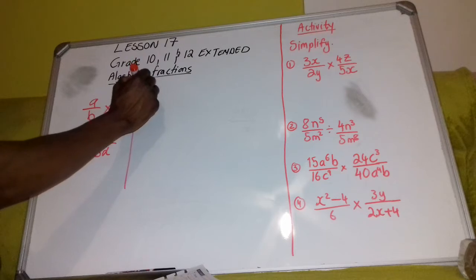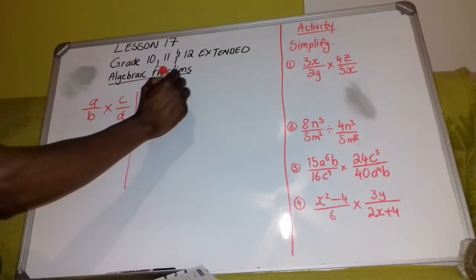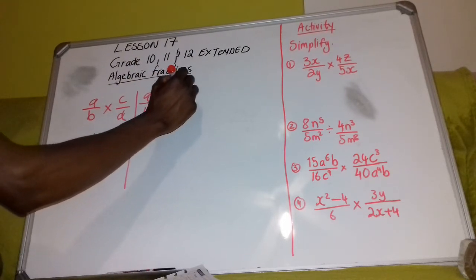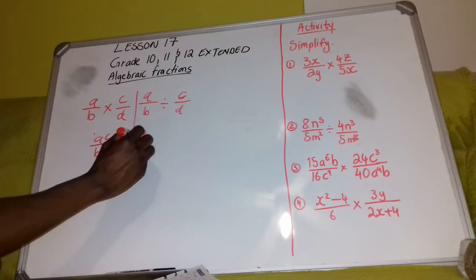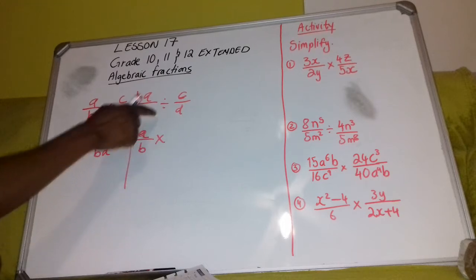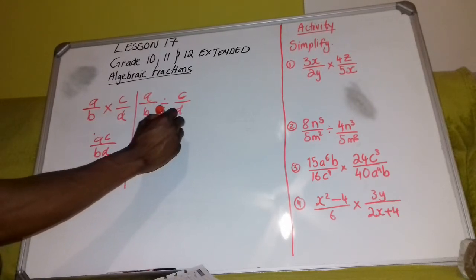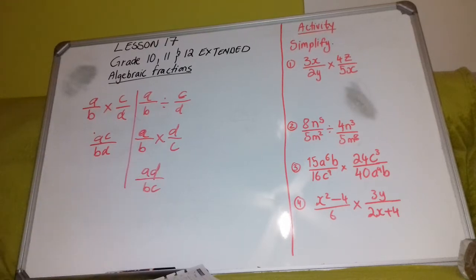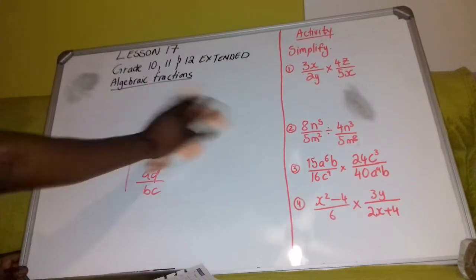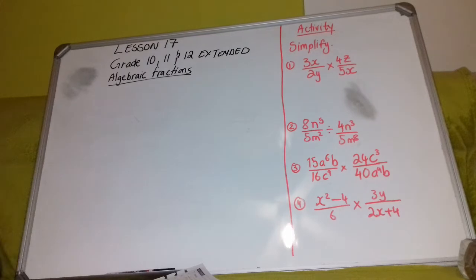For division, I'll use the same a over b, and c over d, but this time around we are going to find the reciprocal of the second fraction and then change the sign to multiplication, so it's d over c. Now it's ad over bc. So if you can remember these steps, you are not going to struggle to do any algebraic fractions. Okay, now let us look at the real work. Let us look at example number 1.